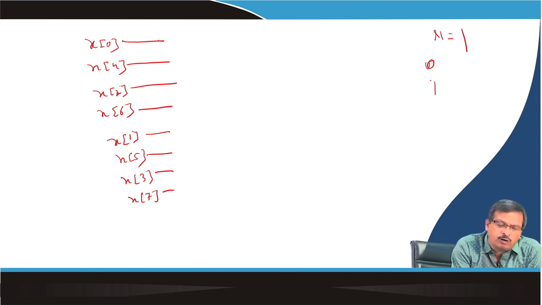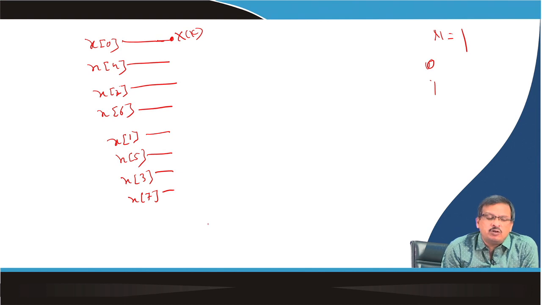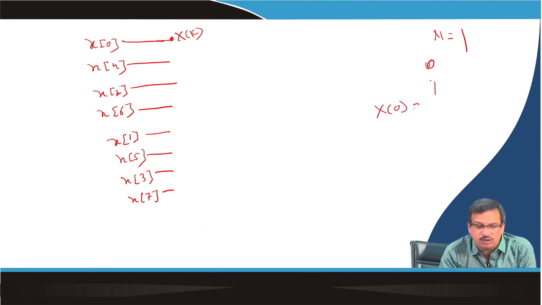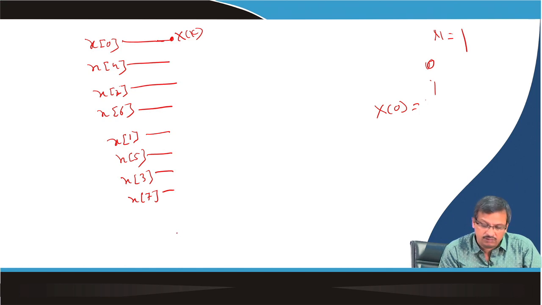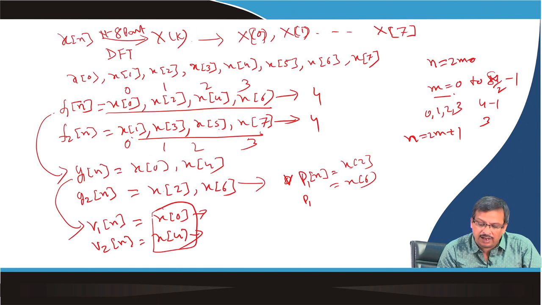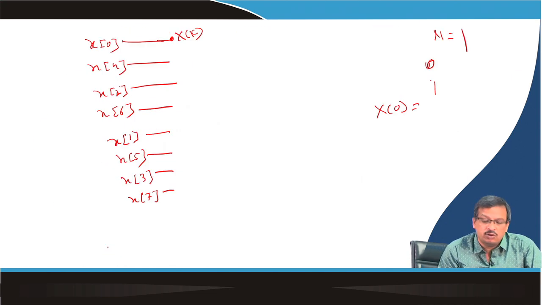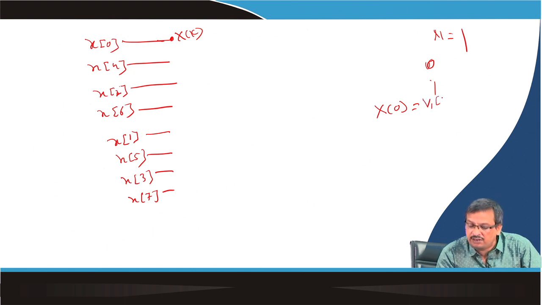So, when I want to compute this, let us say this is X[k], so I want to compute X[k]. So, X[0] is equal to the even part, let us say represented by V1 and V2. So, X[0] is equal to V1[0] plus V2[0] into W_N^k, where k is 0.